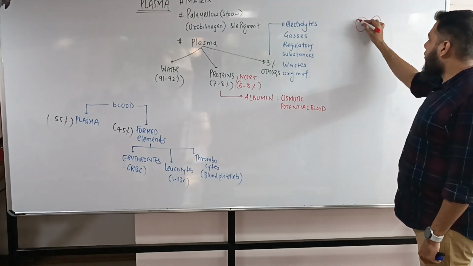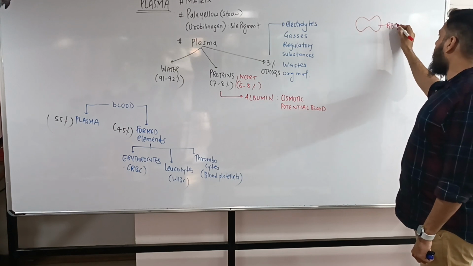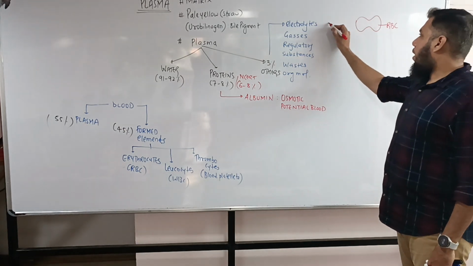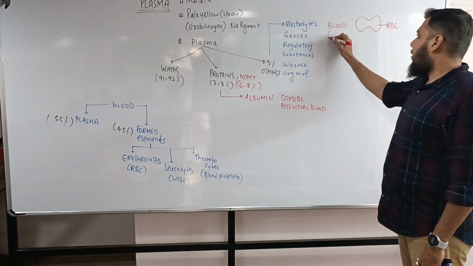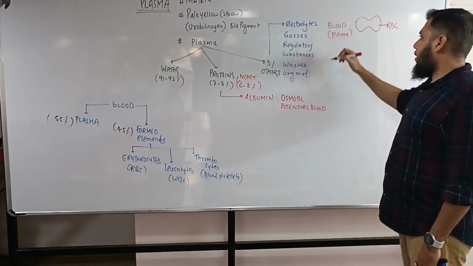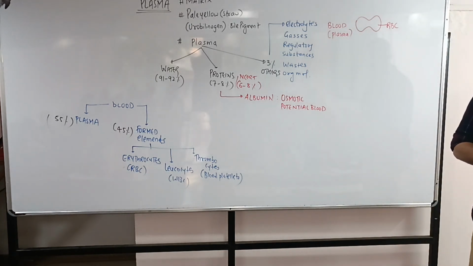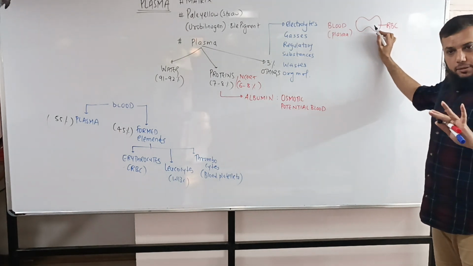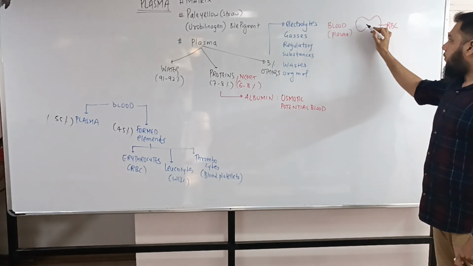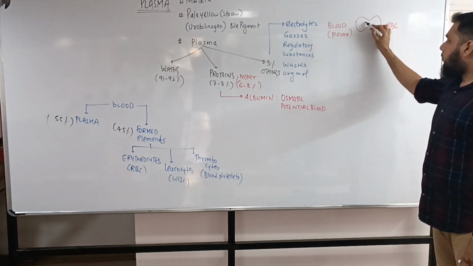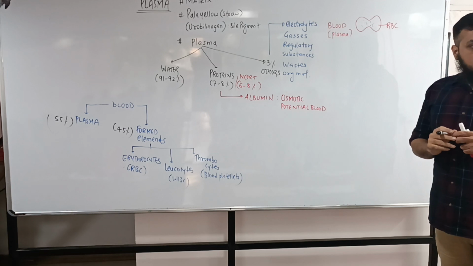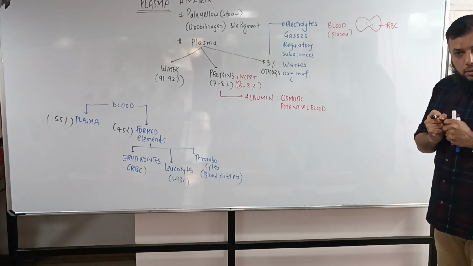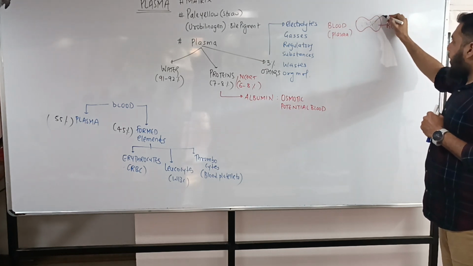Who is this? This is your RBC, the red blood cell. And who is around it? Blood. What is the major liquid part of blood? Plasma. Are there proteins inside the red blood cell? Yes, there are. As a result of which it will have osmotic potential.